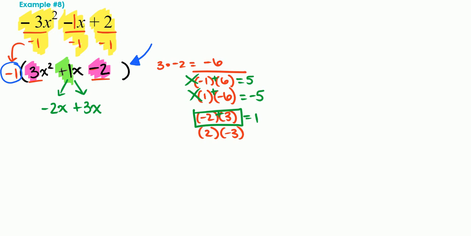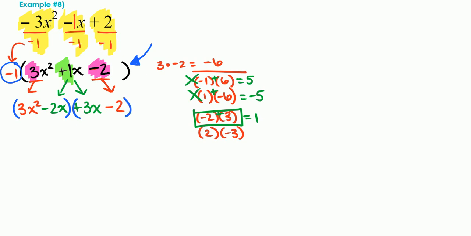Now I need to take that first and last term and put them back onto the front and end of my problem. So I have 3x squared in front and minus 2 on the end. Now I'm going to group my problem into two halves. My first group will be 3x squared minus 2x. My second group will be 3x minus 2.